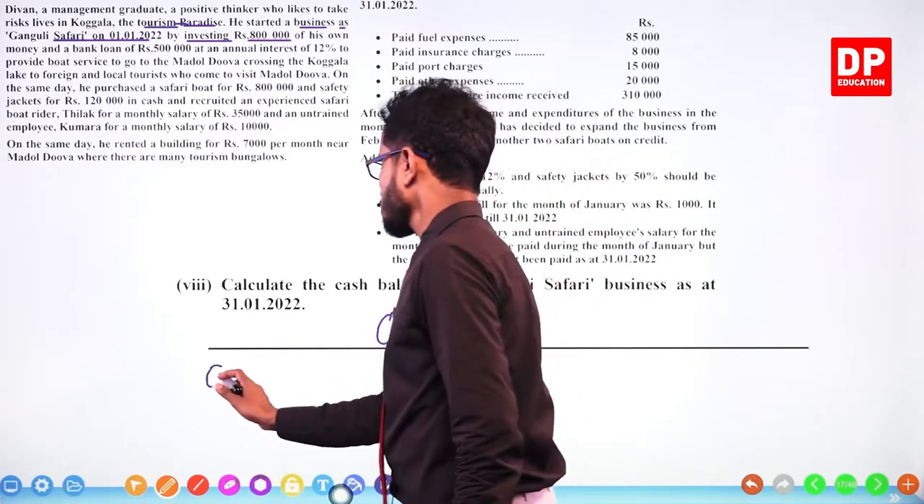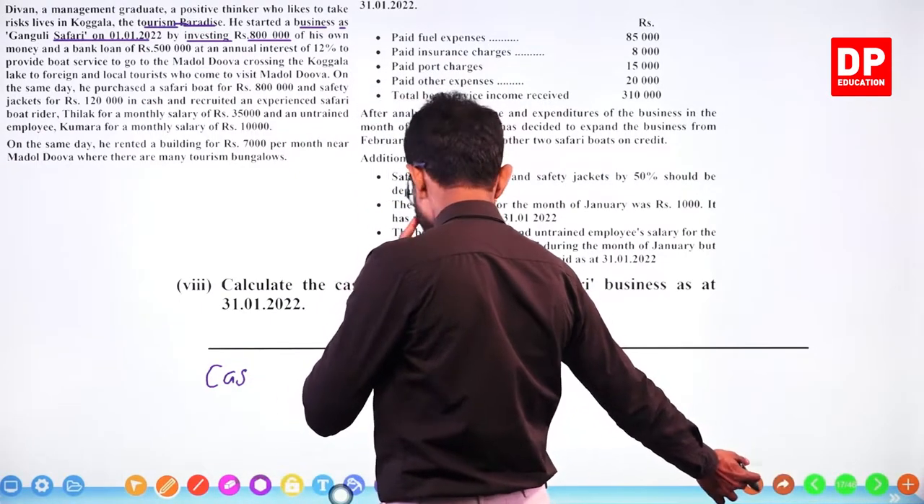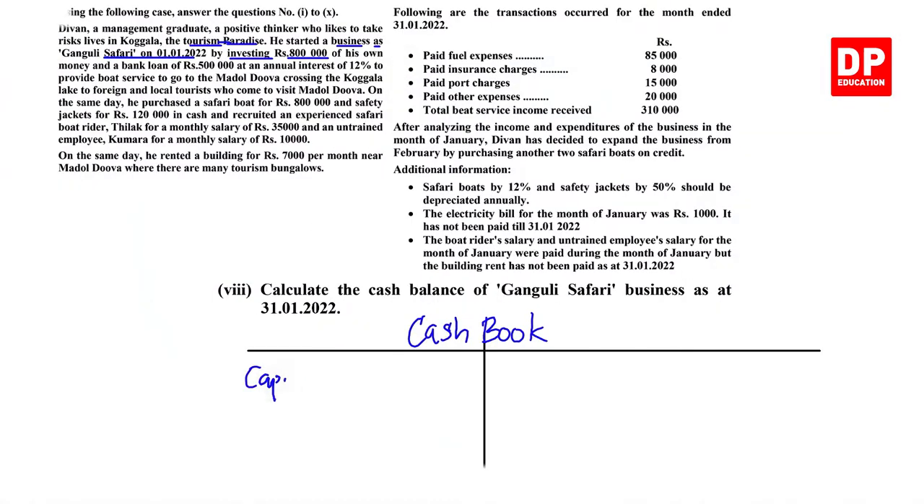Yeah. Cash. No, it's capital. Capital 800,000. First January. Right? That is this one. Investing 800,000 of his own money. Then bank loan. Bank loan 500,000. On the same day, loan 500,000.